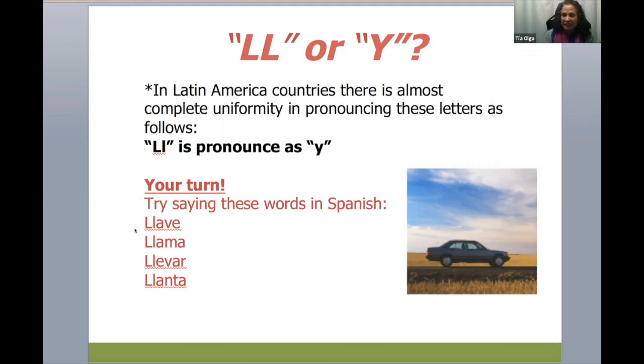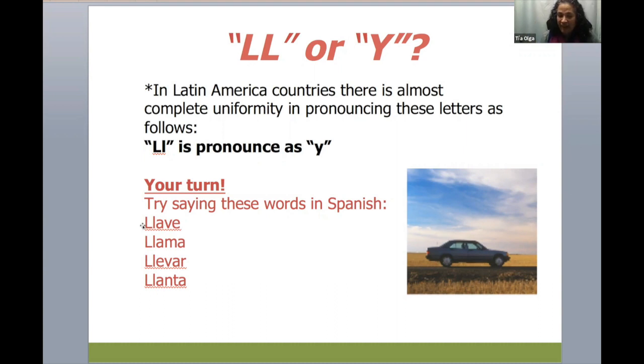Llave. Okay, I'm going to be consistent with the one sound. We can say llave, or you can say llave. Either one is correct. What is not correct is if you say lave. That is not good. Now we have here llama, llevar, llanta. If you see, we have two syllables here.